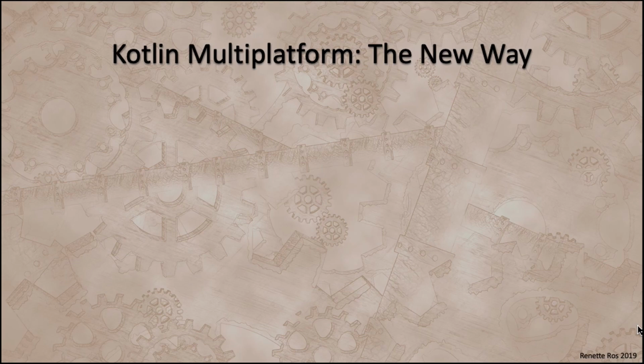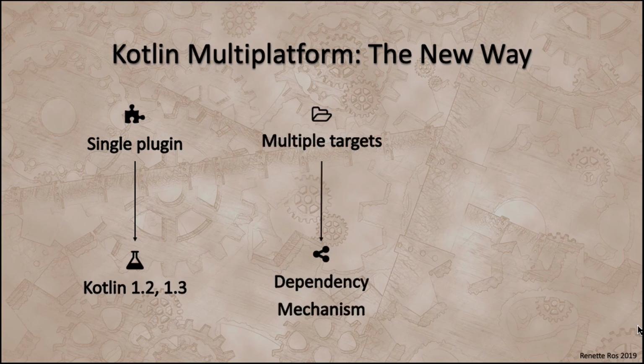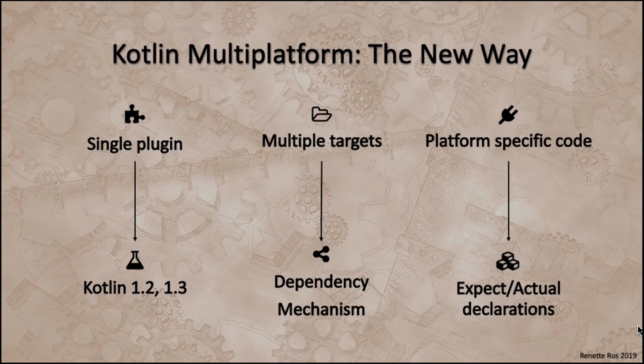The new way. So the new way to do Kotlin Multiplatform is you can apply a single plugin, the Kotlin Multiplatform plugin. This plugin is still experimental. It was introduced in Kotlin 1.2, kind of reworked in 1.3, and I hope it will be stable in 1.4. You define multiple targets for your different languages, and you can have a dependency mechanism between those different targets and your common modules. And if you need to plug in platform-specific code, the language provides the expect and actual mechanism, so it's easy to plug in.